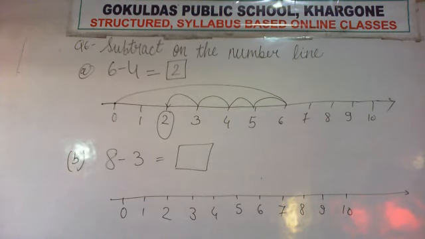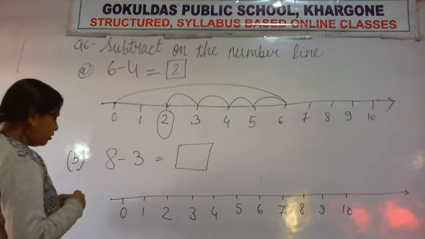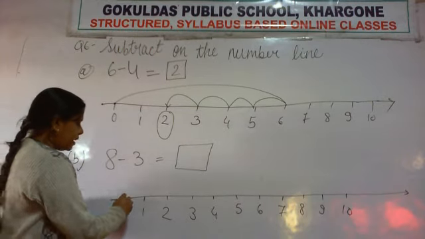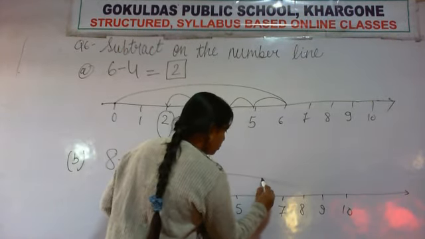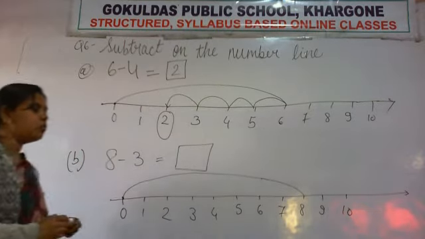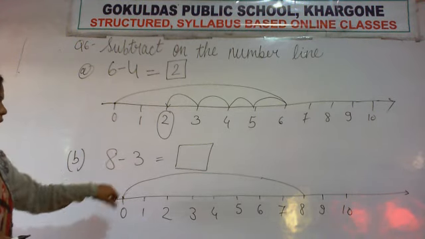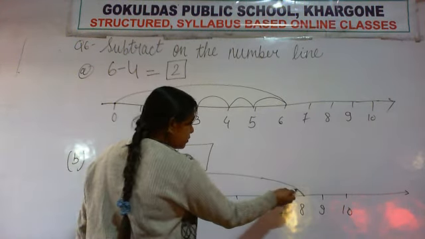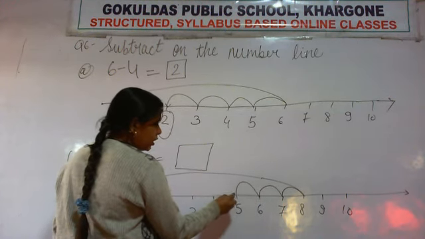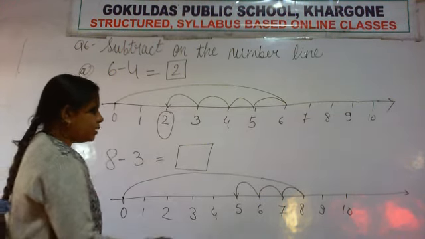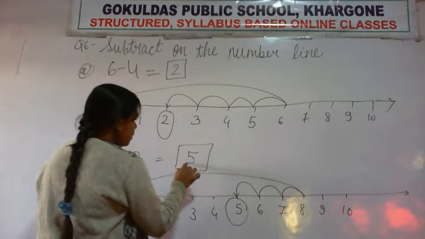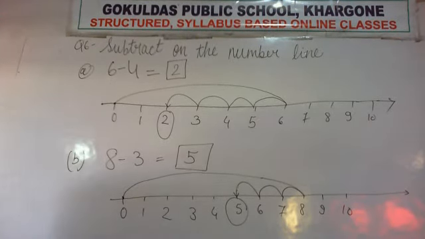First read the question. What is the question given? 8 minus 3. Now check your answer. First we have to jump from 0 directly to 8. Now you have to move in the backward direction. How many steps? 3 steps. 1, 2 and 3. At which number do we stop? We stop at number 5. So the answer is 5. 8 minus 3 is 5. Copy it fast.